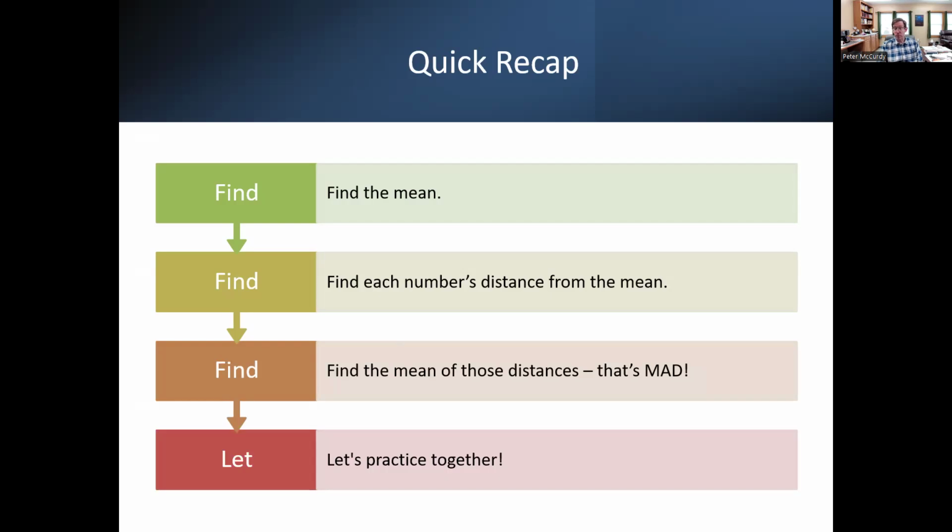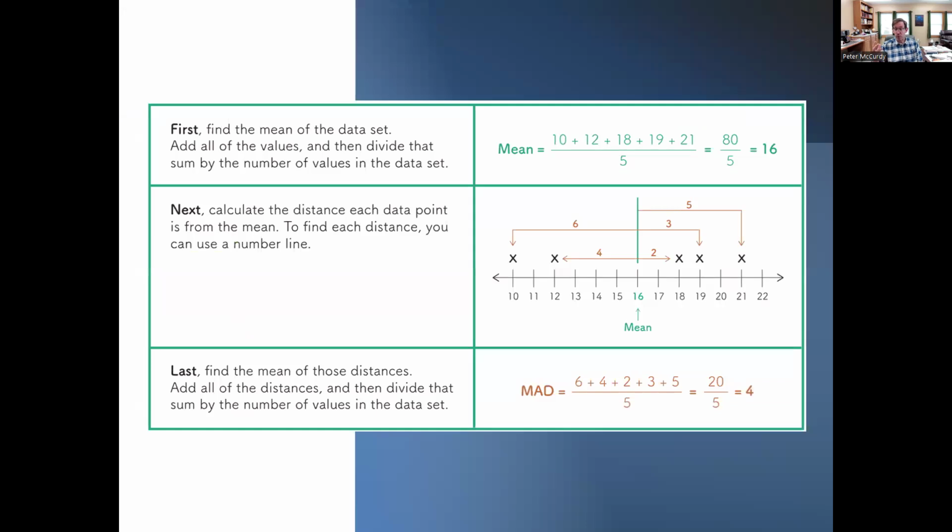You have a worksheet in front of you, and the first example is there. It says first we need to find the mean of the data set: add all the values, and then divide by the number of values in the data set. Whew, that's what we just talked about. So the data set is 10 plus 12 plus 18 plus 19 plus 21, which is 80, divided by 5, and that gives us 16.